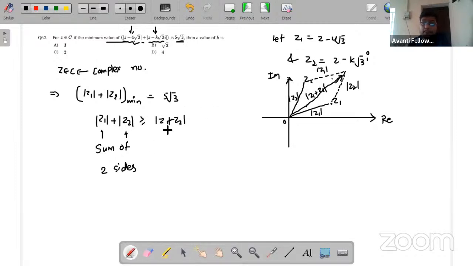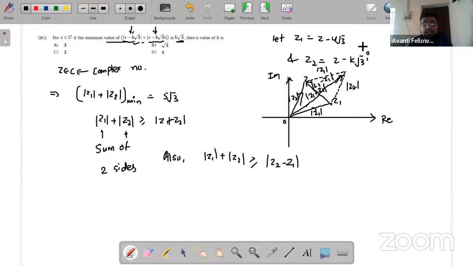Clear? But also, if I try to write this side using the triangle law, I can say if this is Z1 and this is Z2, then this will be Z2 minus Z1. Now from this triangle, the sum of these two sides is always greater than this side. So I can also write modulus of Z1 plus modulus of Z2 is greater than modulus of Z2 minus Z1. Okay, so I can use either of them.